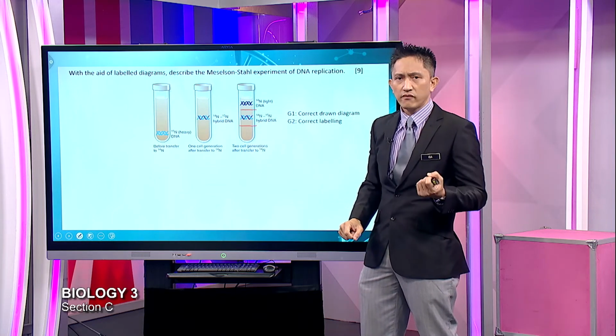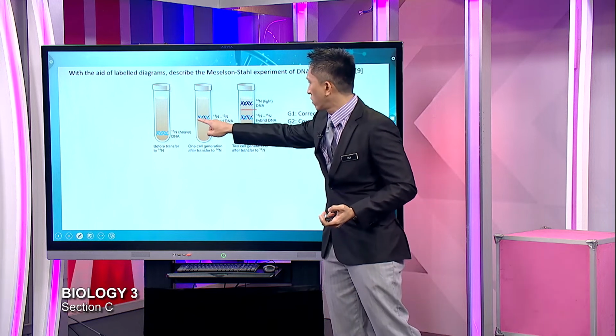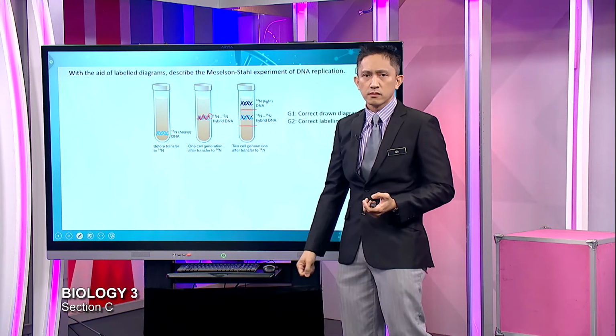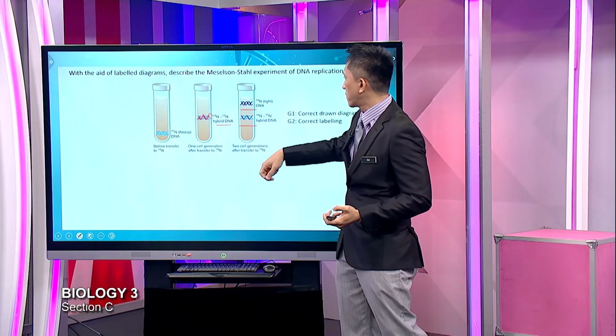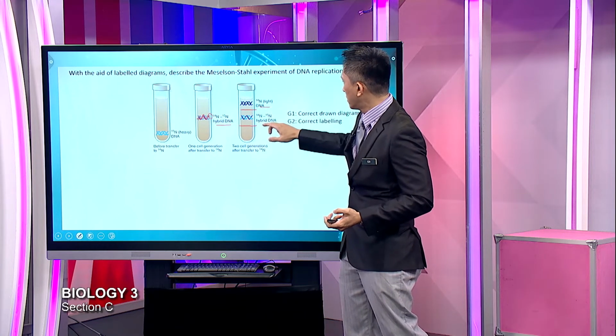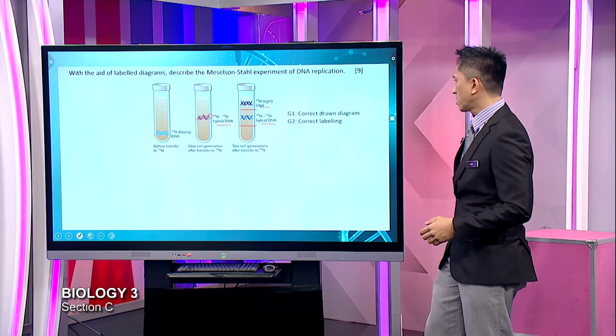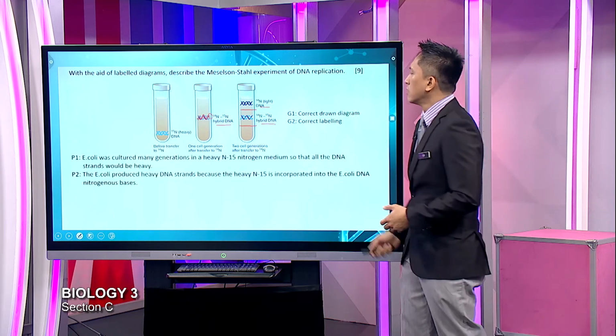DNA, you know, is an alpha helix, so it must be drawn in such a way that represents the alpha helix. Lukis macam ini. Dan mesti label dia. Alright, ini yang hybrid, ini yang light DNA, dan ini yang hybrid pula dalam test tube itu. Okay, now contoh jawapan ialah E.